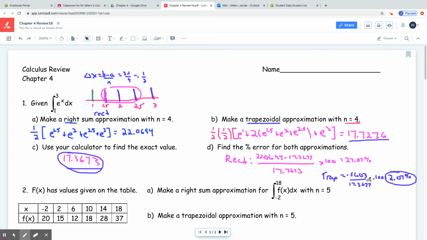Notice trapezoid has a much better percent error than rectangle. So we knew that from before.